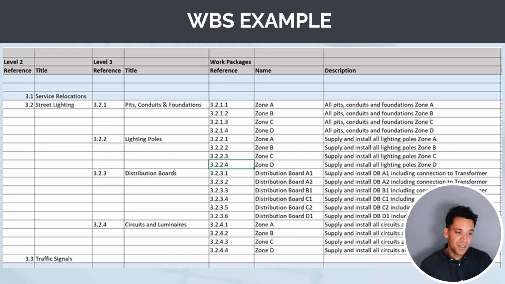For pits, conduits, and foundations, we've then broken it down into zone A, B, C, D. And we've done this for all the different activities. Distribution boards, we've broken down by the number of different distribution boards. So you can see how clearly we can see the exact scope of the project with this full work breakdown structure dictionary. We know every single little thing we need to do to complete the project.